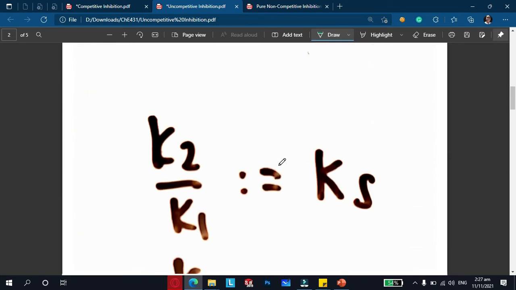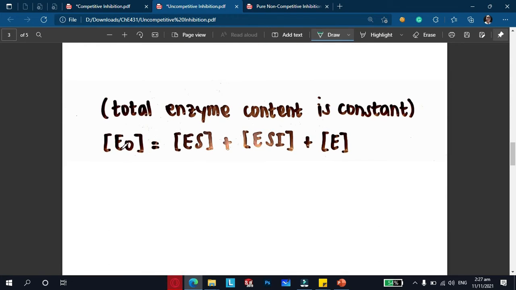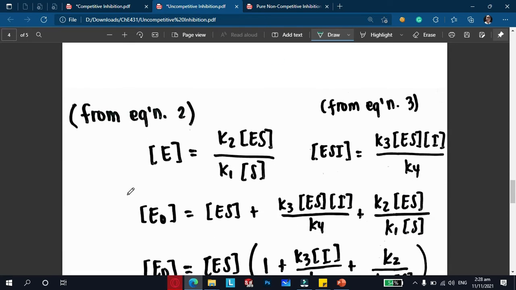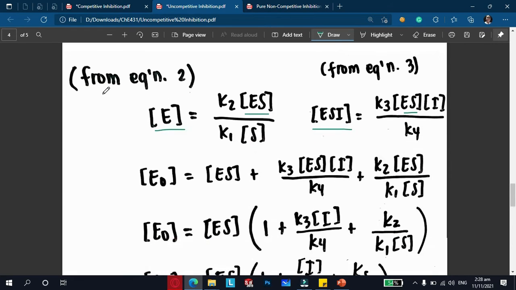Okay, let's move on to the same naming. Then our assumption is that the total enzyme content is constant all throughout. So we have these three, and we'll express these two in terms of ES. Now, this is quite simpler than the previous one because our enzyme concentration and ESI complex concentration can be expressed in terms of ES simply by transposition.